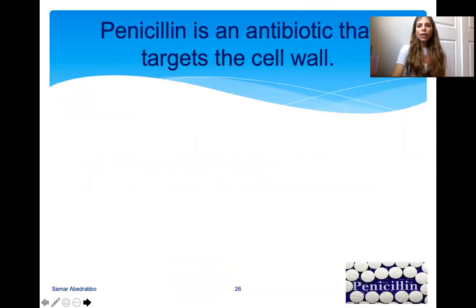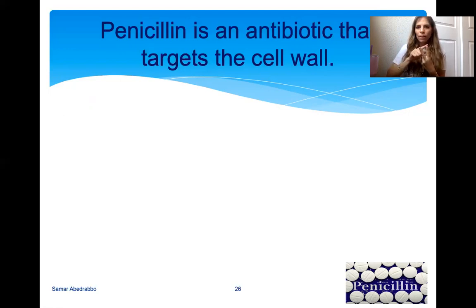Okay, to move on, I want to talk about penicillin. So we're going to learn all about antibiotics later on in the semester, but penicillin is an antibiotic that targets the cell wall. And when we look at bacteria, we talked about gram-positive bacteria, gram-negative bacteria, and Mycoplasma bacteria. If I tell you an antibiotic targets a cell wall and Mycoplasma bacteria do not have a cell wall, you will not prescribe penicillin because it will not work on someone who has walking pneumonia.